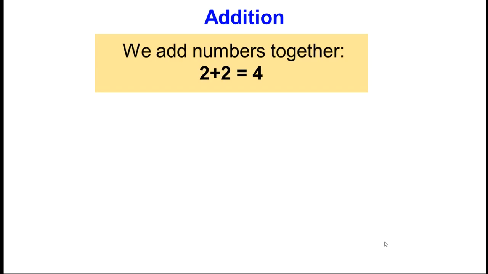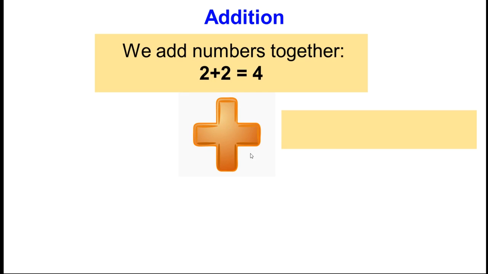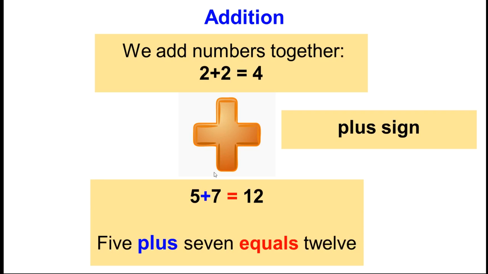Let's start with addition. We add numbers together. Here we have an example of an addition. My symbol or my sign for addition is the following, the one in orange, and we call it a plus sign. When adding numbers together, we say 5 plus 7 equals 12.